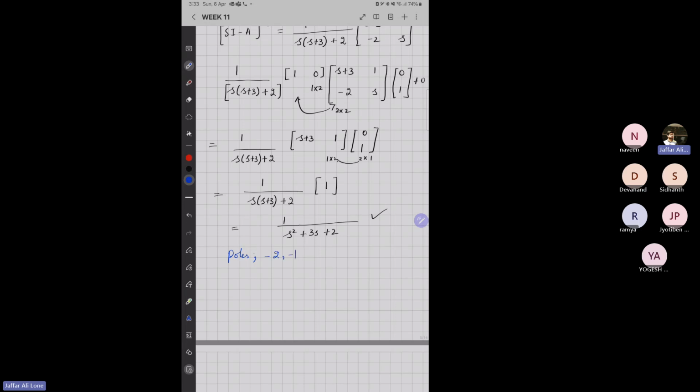So what does it mean? Whether the system is stable or not? System will be stable, sir. Minus 2, minus 1. System is stable. So system is stable. Why? Because my poles are -2 and -1. They both lie in the left half plane.